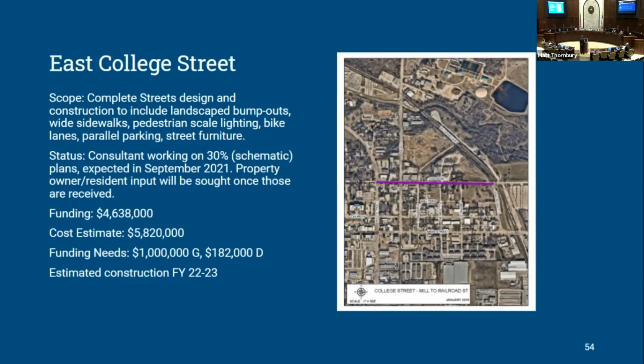East College Street, this project is funded with RTR funds. The design of the street is going to be very similar to our Main and Mill project in terms of street design. It's going to have the parallel parking, the bike lanes, street furniture, extra wide sidewalks and lighting, and landscaping. We're a little bit over $1 million short based on our estimates. We really just kicked off the design. We're hoping to have 30% schematic plans in September, at which point we'll start gathering public input.